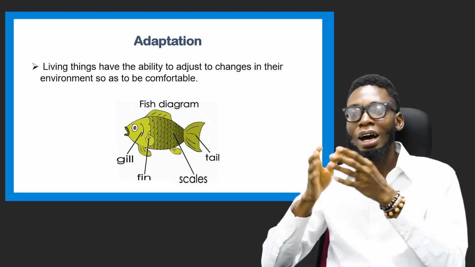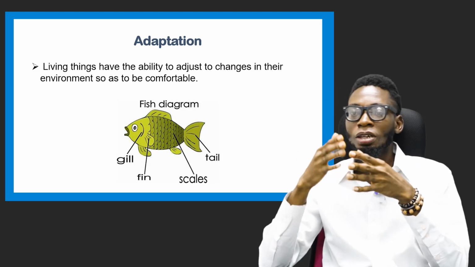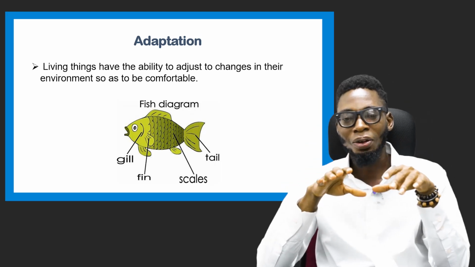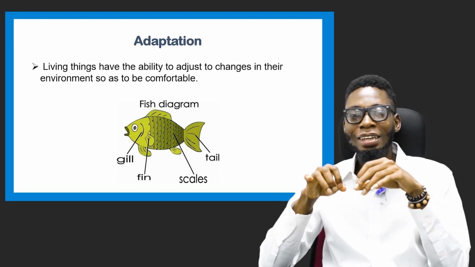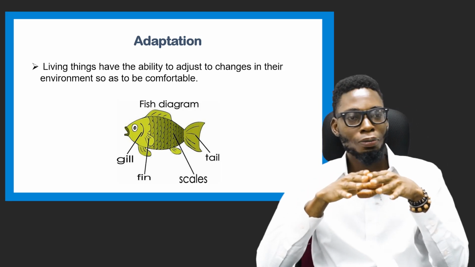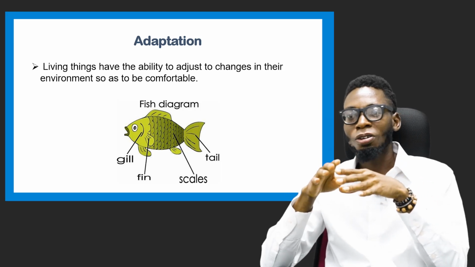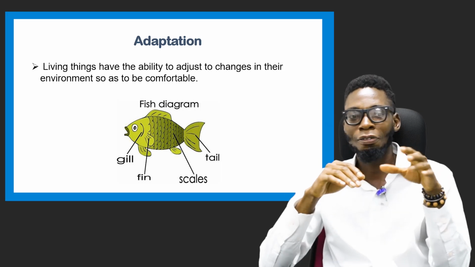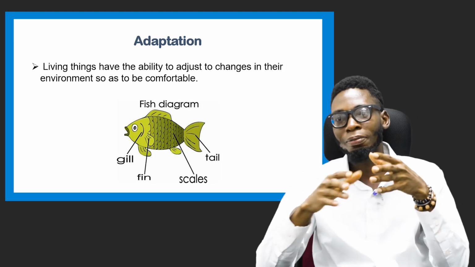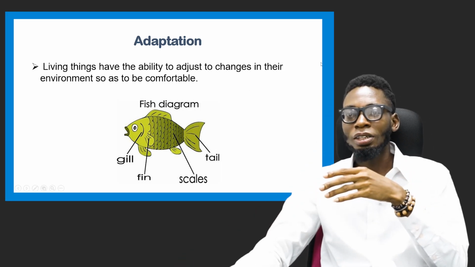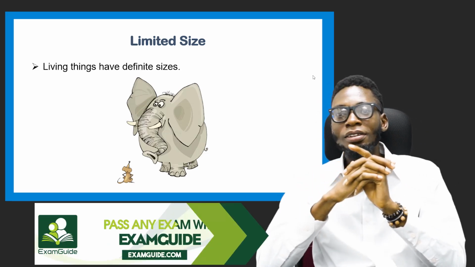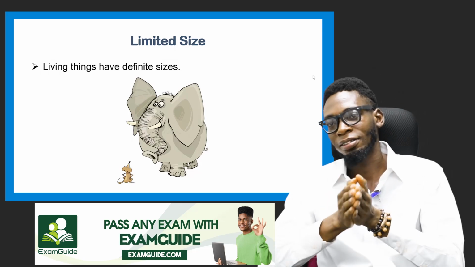Of course, we also have some adaptation in which the organisms resemble another organism or thing that is not palatable. So at the end of the day, because it resembles something that is not tasty, other organisms will avoid it. They will not feed on it. There are various examples of adaptation. All right, let's move on to the next characteristic, which is limited size. Living things have definite sizes.